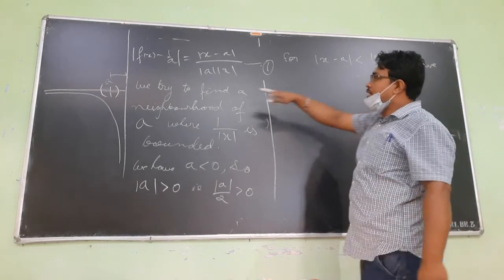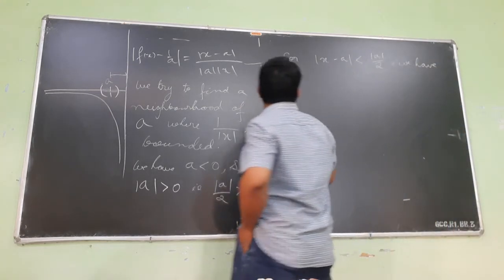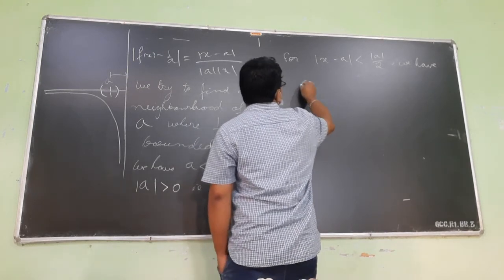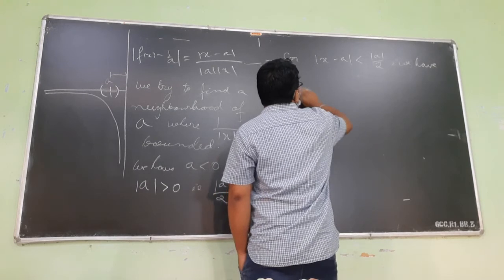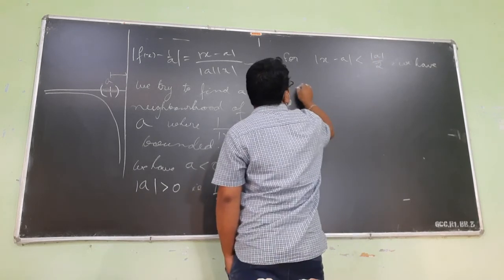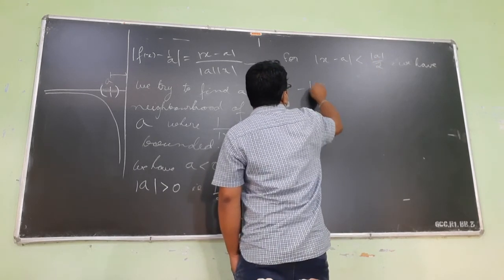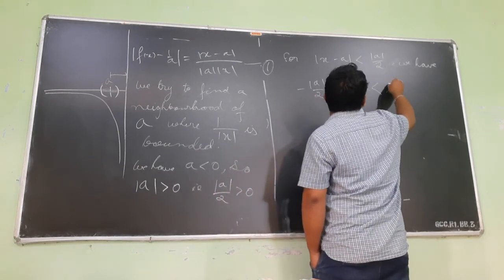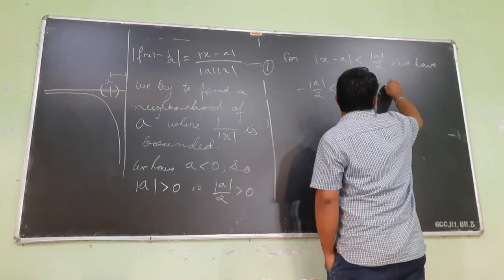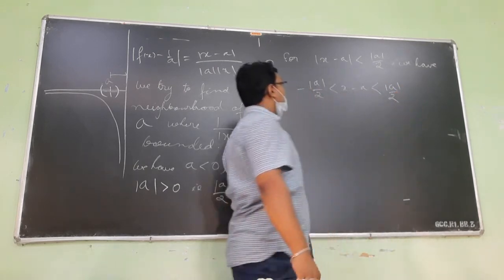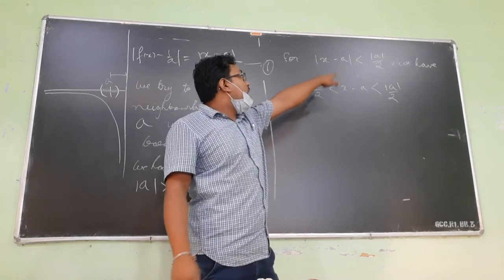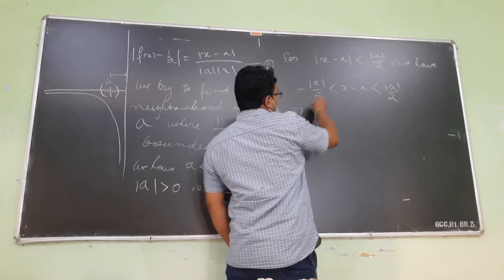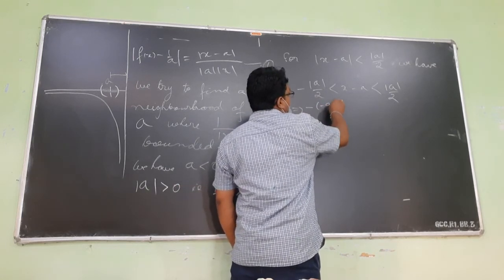So we try to find a bound for x. Since a is negative, what is mod a? We have minus mod a by 2 less than x minus a less than plus mod a by 2. This is the definition of mod, like mod x less than 1 means x lies between minus 1 and plus 1. Mod a is the same as minus a because a is negative.